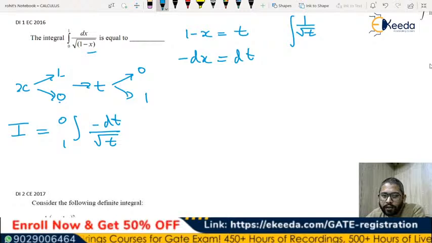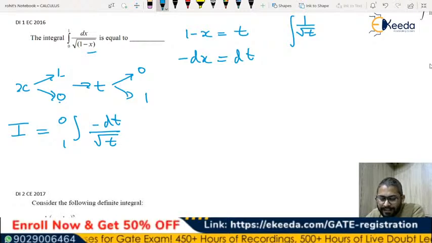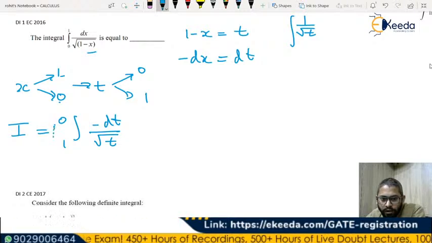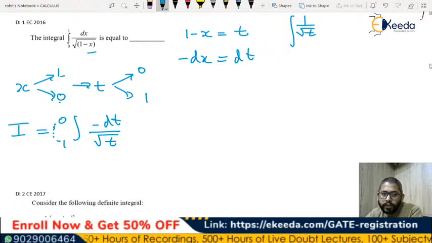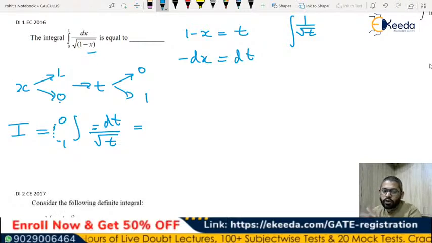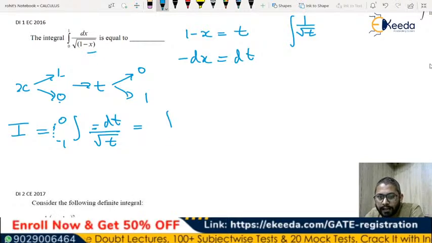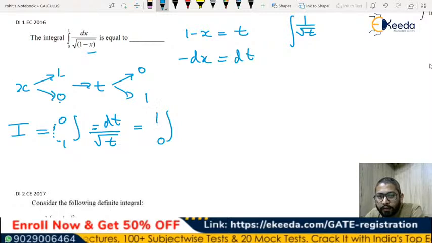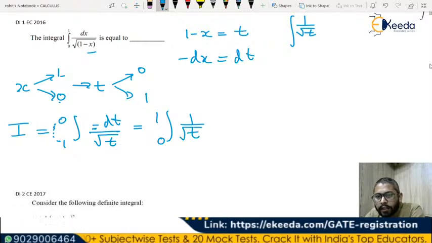Now what we can do is, the property says if we have to change the interval of integration, we can take a minus. So this minus and this order of integration from 1 to 0 can be interchanged, and we can write it as 0 to 1, 1 by root t dt.